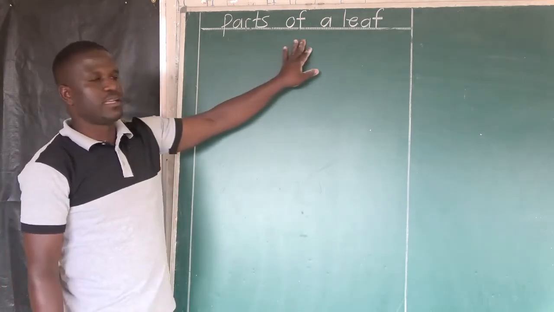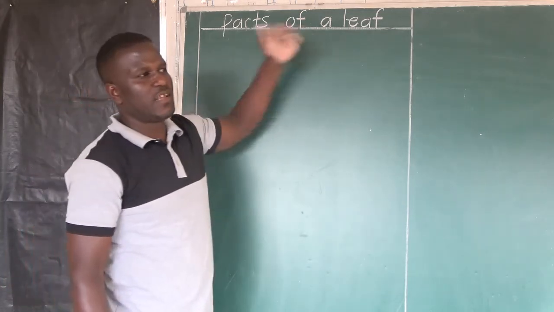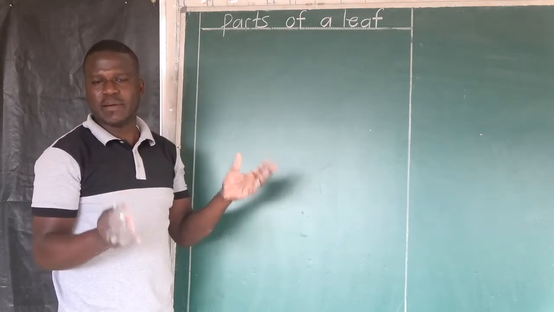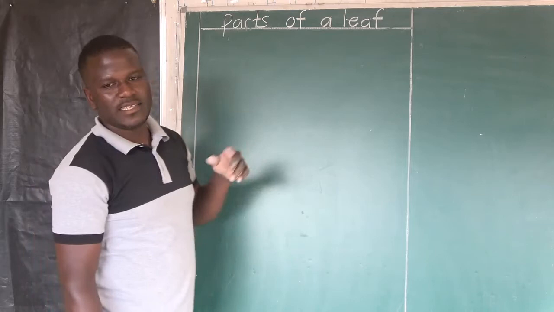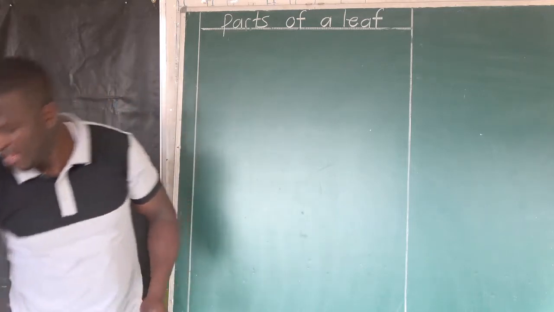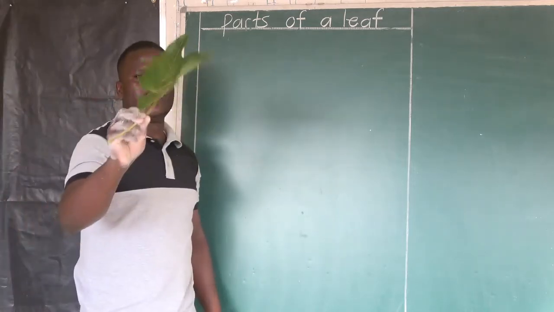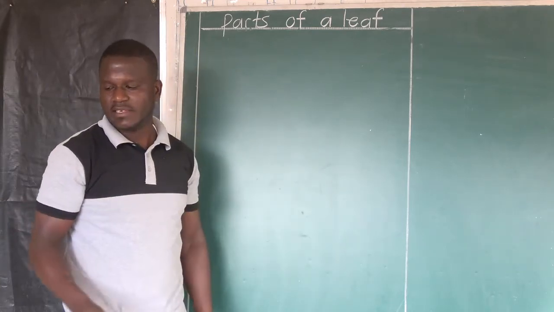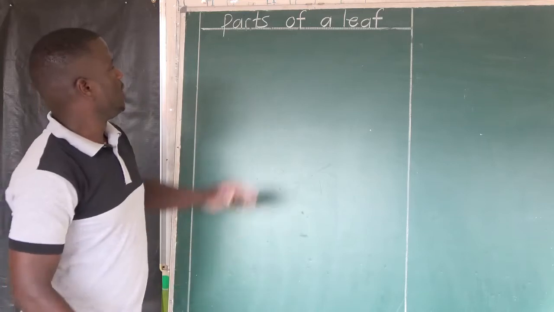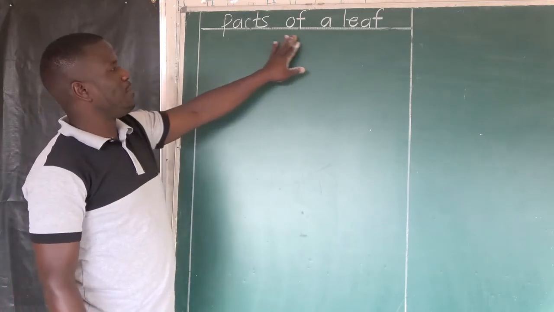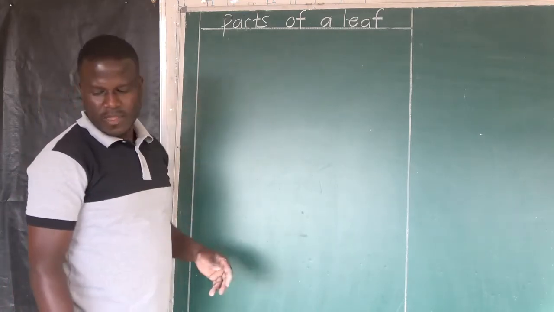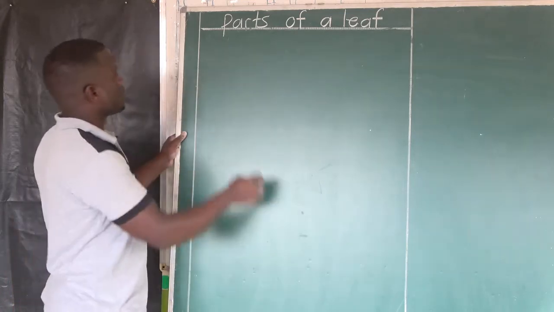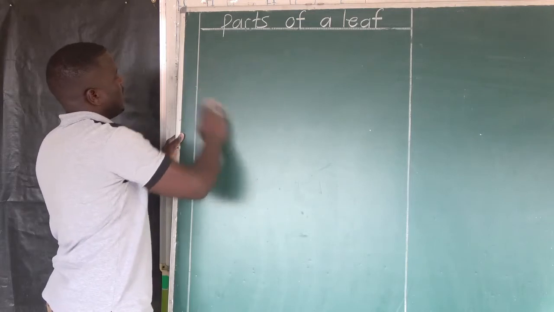Today we're going to look at parts of a leaf. Last time we looked at parts of a flowering plant. And one of the parts of a flowering plant is a leaf. A leaf like this one here. This one is a leaf, and it's a part of a flowering plant. So today we are going to look at parts of a leaf. A leaf has so many parts. So we're going to draw our leaf.